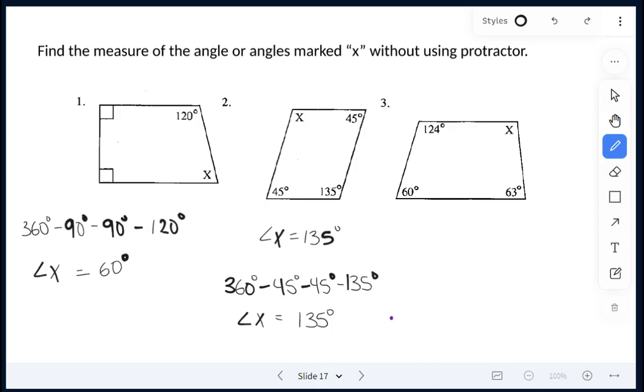All right, and then our last question here, this looks like a trapezoid, so we're just going to use our method of taking 360 degrees, and we'll subtract out those angles. Subtract 124, 60, and 63. And we get angle X here is equal to 113 degrees. And again, if you add up all four here, it will equal 360.